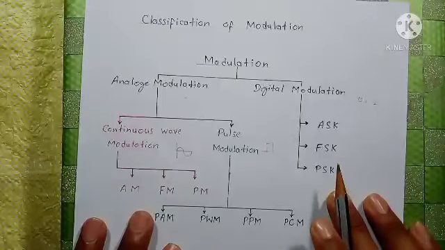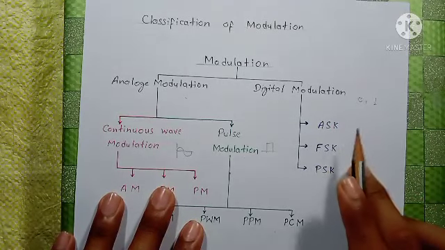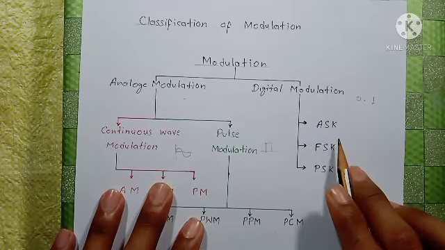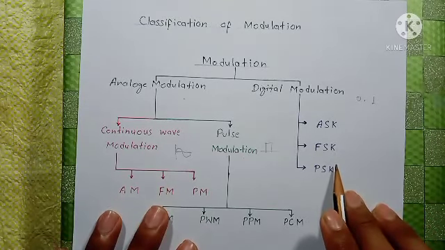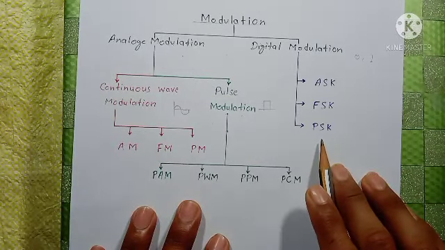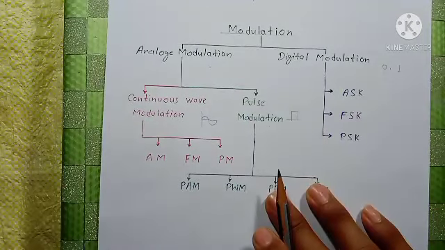And the second type of modulation is digital modulation. There are three different types of modulation techniques. First, amplitude shift keying ASK. Second, frequency shift keying FSK. And third is phase shift keying PSK. And this is the complete classification of modulation.